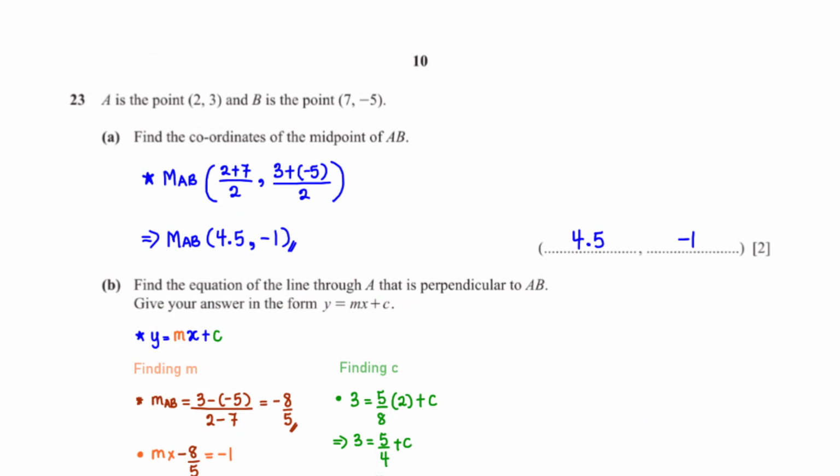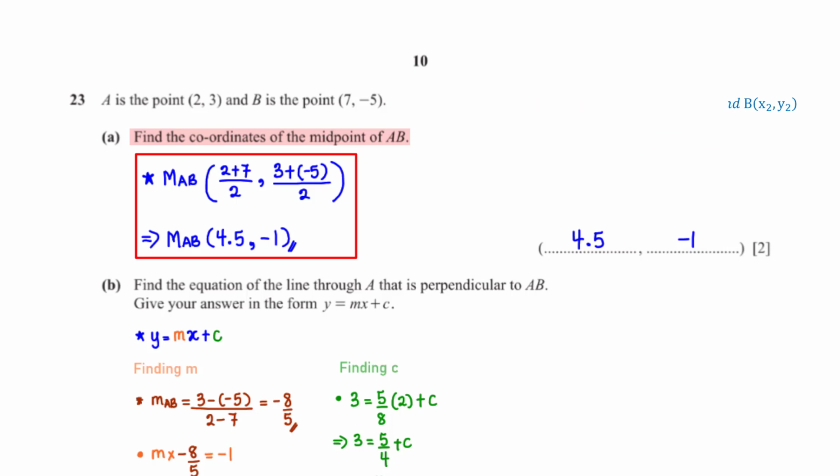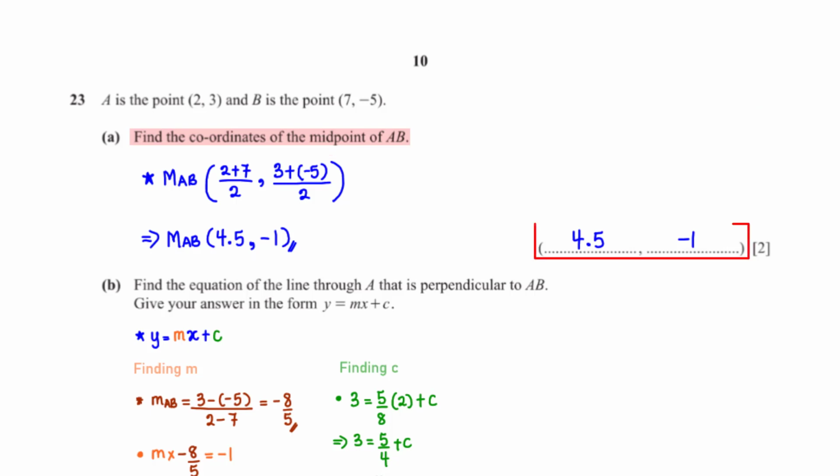A is the point (2, 3) and B is the point (7, -5). Find the coordinates of the midpoint of AB. To get the midpoint of AB, we apply the midpoint formula. So for the x coordinate of the midpoint, we have (2 plus 7) divided by 2, which is 4.5. And for the y-coordinate, we have (3 plus negative 5) divided by 2, which is negative 1.